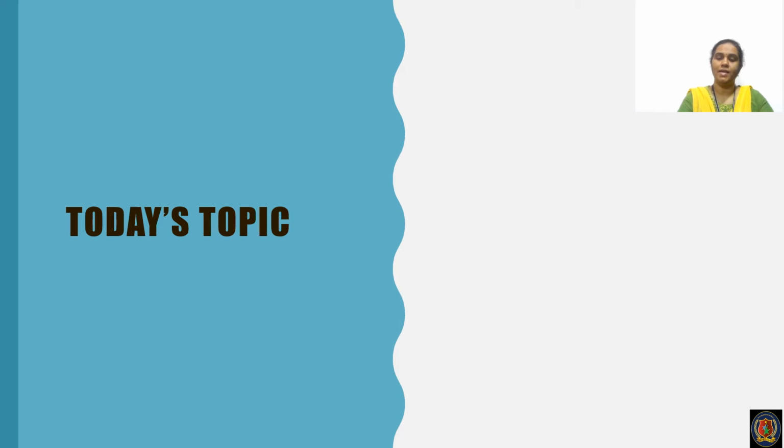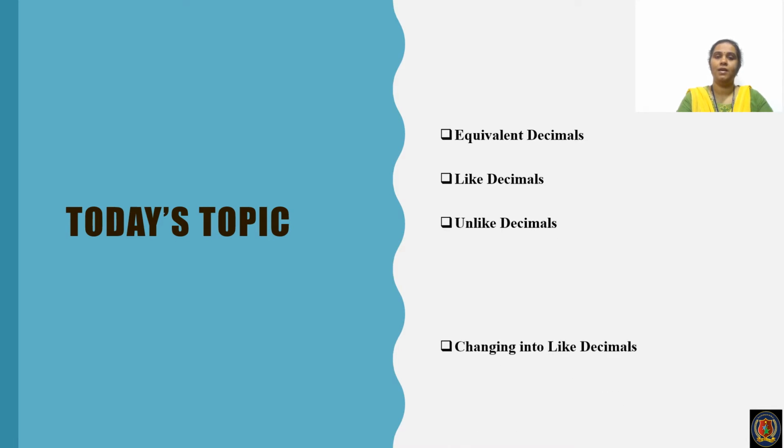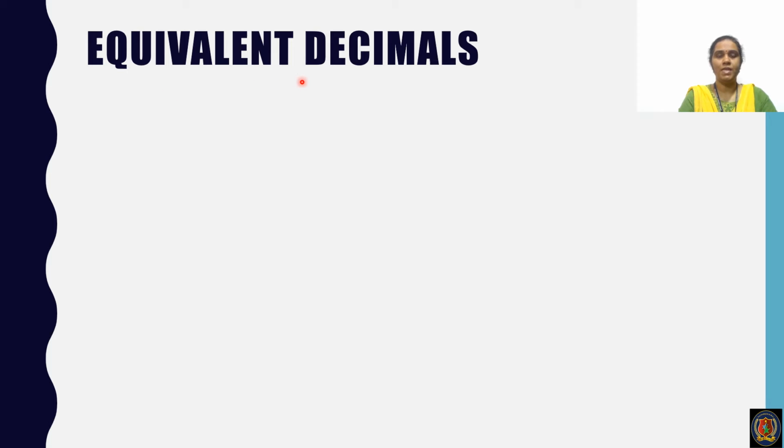We are in the second video of the decimal chapter. In the previous video we saw about the decimal fraction, tens, hundreds, thousands and parts of decimal. Let us begin with today's class. In today's class we are going to see about equivalent decimals, like decimals, unlike decimals and how to convert unlike decimals into like decimals.